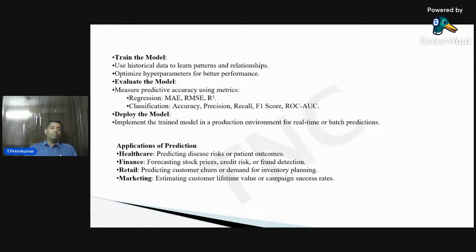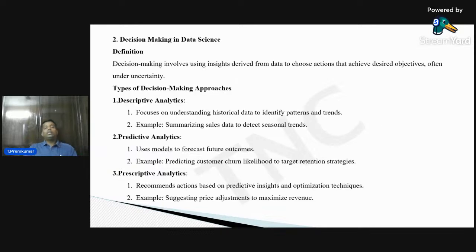Deployment implements the trained model into the production environment for real-time or batch predictions. For the applications of predictions, we can see that healthcare plays a major role, along with finance, retail, and marketing. These are the places where we can go for predictions based on what is happening currently. And decision making in data science is also an important point we have to discuss.